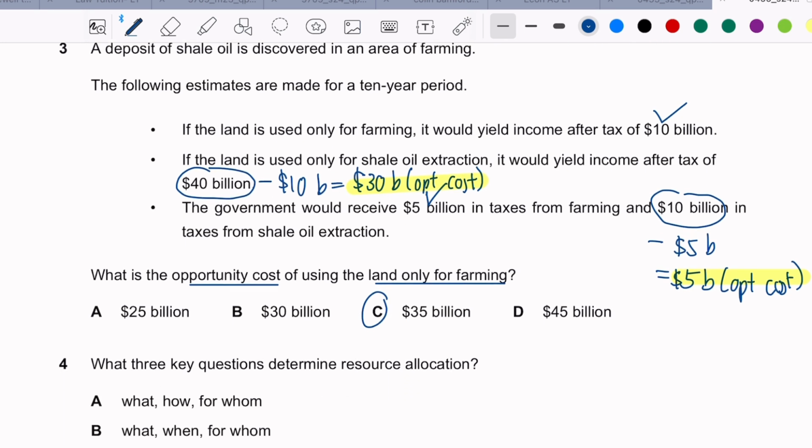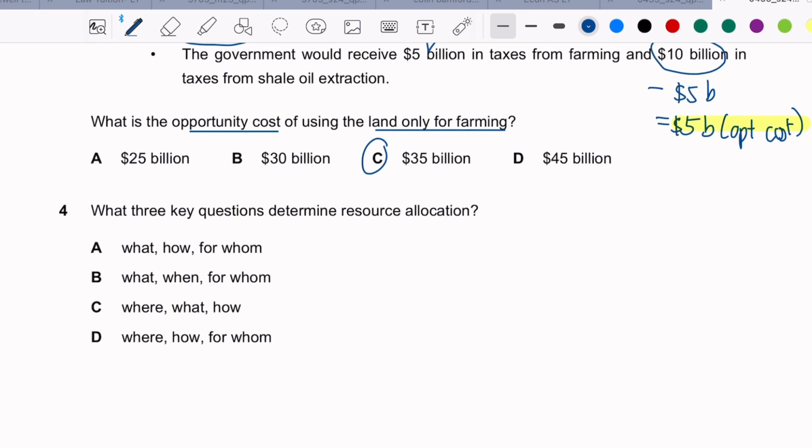Okay, let's move on. Question 4. What 3 key questions determine resource allocation? So it's definitely what, how, and for whom to produce. This one you need to remember. Alright, let's move on.